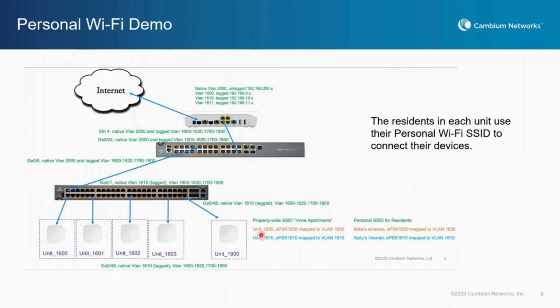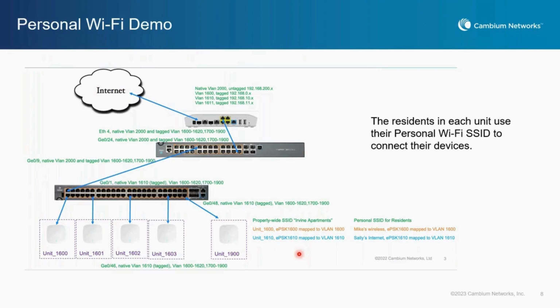So in this lab demo, we do have a property-wide SSID called Irvine Apartments. This is configured with EPSK, so this is something that you guys should be pretty familiar with already. So in this example, there's two tenants. We can call them Mike and Sally.